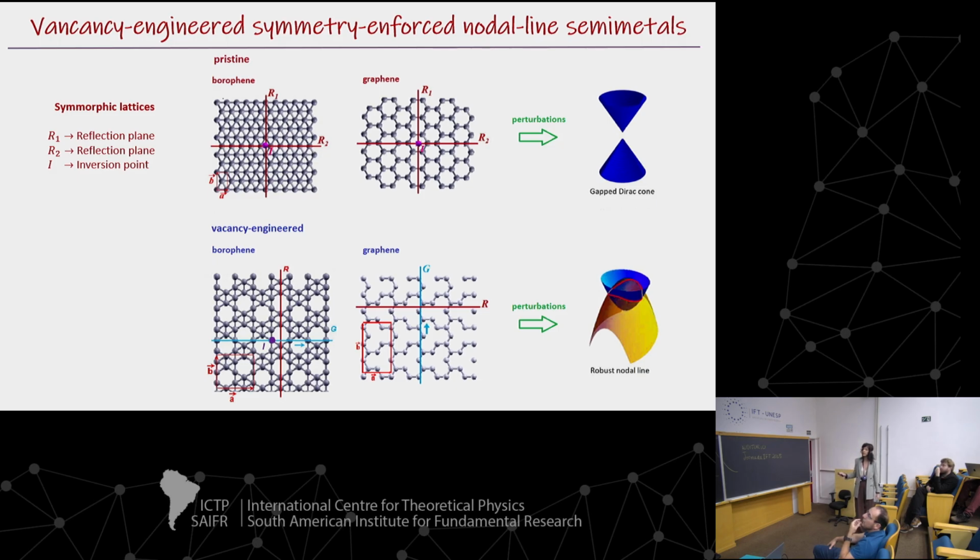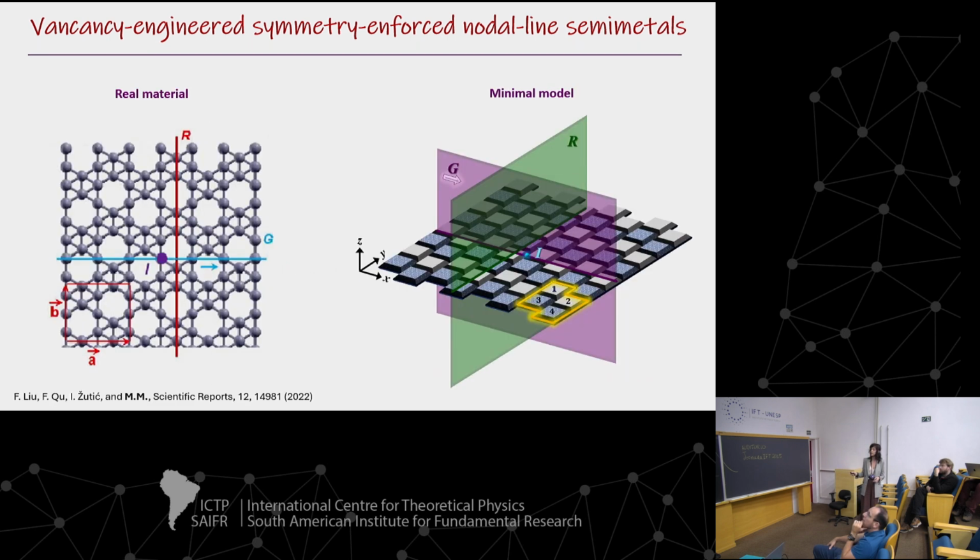So they both have two orthogonal reflection planes, which ultimately give rise to this Dirac cone, which under perturbations will be gapped. So here, the idea is to remove some of the borophene or graphene atoms in a periodic way, not remove, the material has to be grown in such a way. But so these vacancies will basically remove one of the reflection planes and exchange it for a glide plane, which is a non-symmorphic symmetry. And as a result, very briefly, you gain a nodal line, which is robust under perturbations.